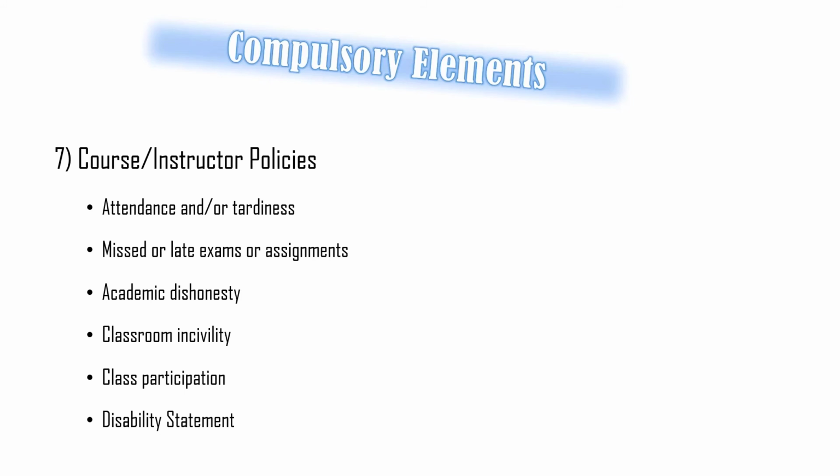Number 6. Disability statement. Regulations generally state that any student who, because of a disability, may require special arrangements in order to meet the course requirements, should contact the instructor as soon as possible to make any necessary arrangements, if they provide appropriate verification. So, these are the seven most important components to include in a syllabus.